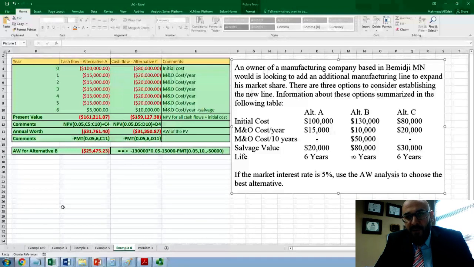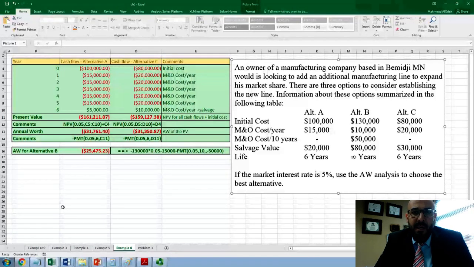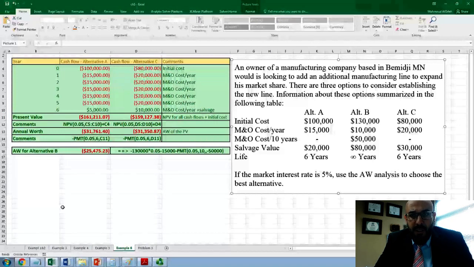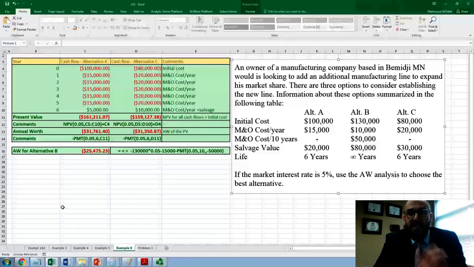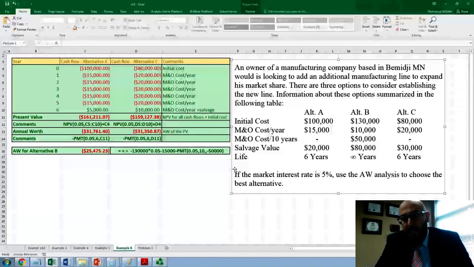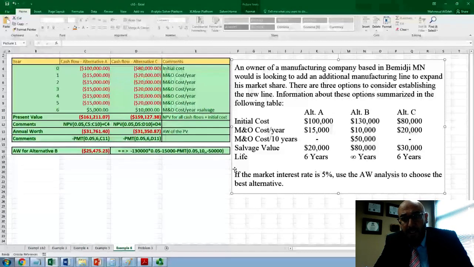An owner of a manufacturing company based in Bemidji, Minnesota, is looking to add an additional manufacturing line to expand his market share. There are three options to consider for establishing the new line. Information about these options is summarized in the following table. We have three alternatives, A, B, and C. A will last for 6 years, B infinity, C is for 6 years.